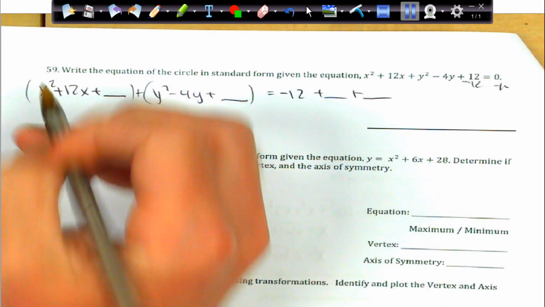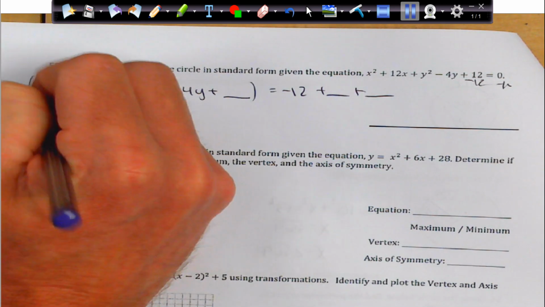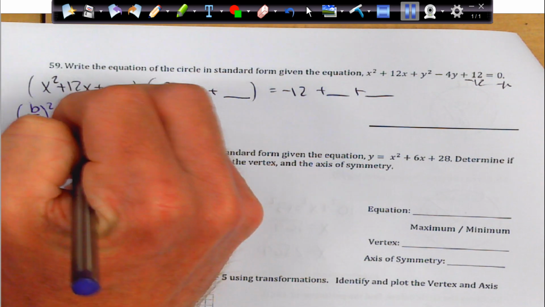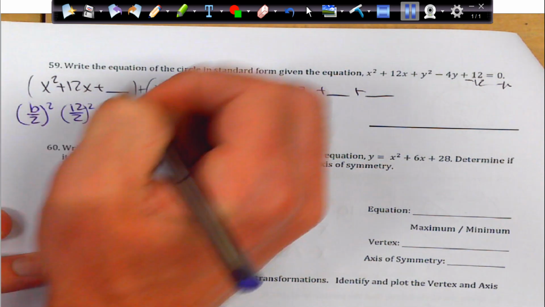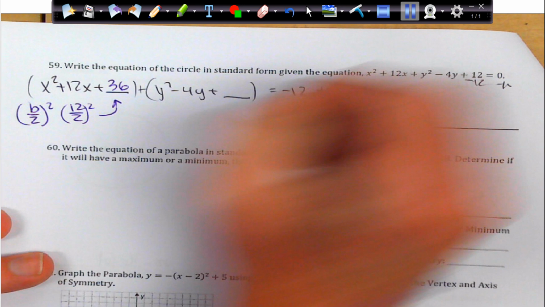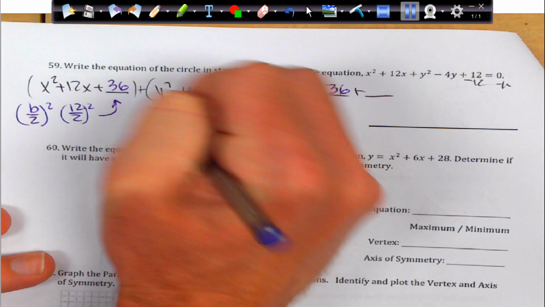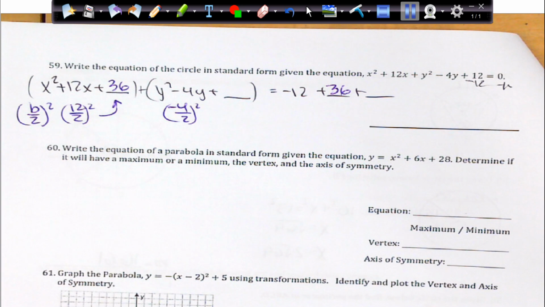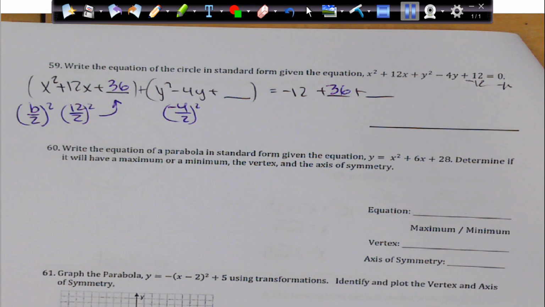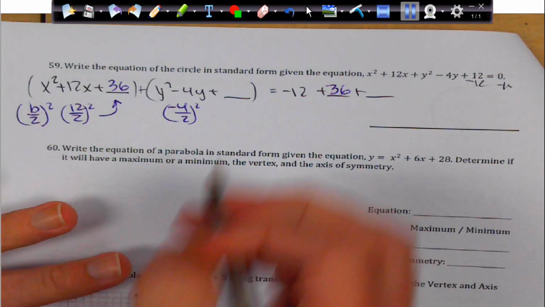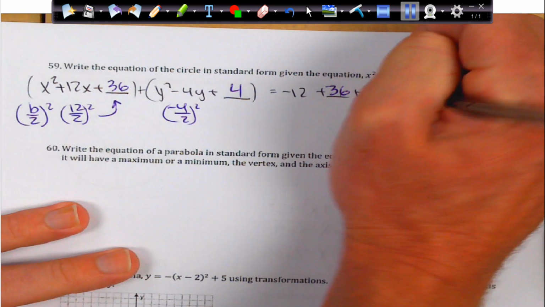Okay, so it's b divided by 2 squared. So that's going to be 12 divided by 2 squared. So that's going to be 6 squared, which is 36. Whatever I do to one side, I do to the other. Same thing here, it's going to be negative 4 divided by 2, which is negative 2. Negative 2 squared is positive 4. So add 4 over there.